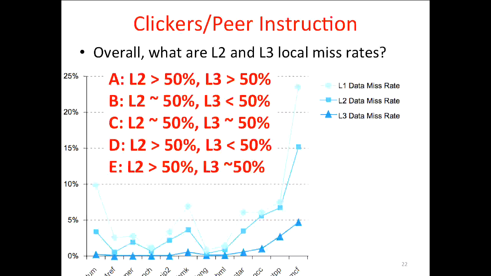Okay, so I don't want to change the projector over. So it was about 66% said D and about 30% said B. So first of all, how would you answer this? So remember that the local miss rate is the fraction of the accesses the cache sees that it misses. And for an L2, the accesses it sees are misses from L1. So really what you need to look at is the ratio from here to here versus from here to here. So if we look at this point, this is roughly 15.